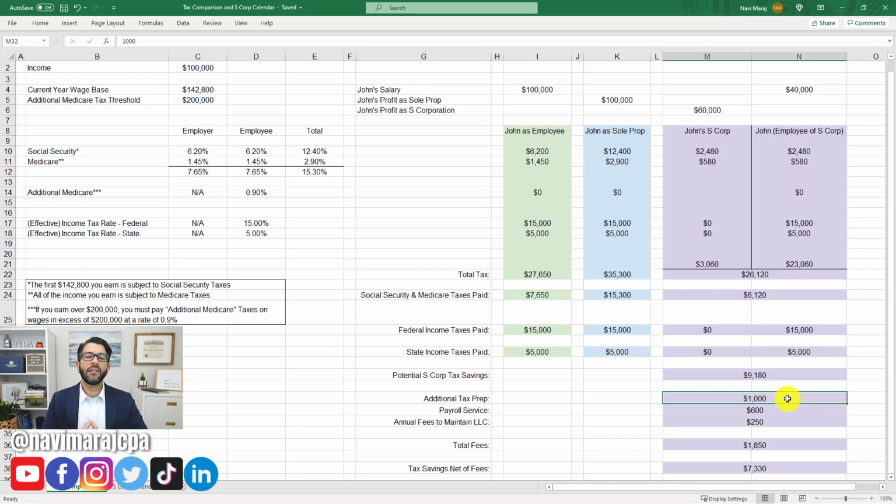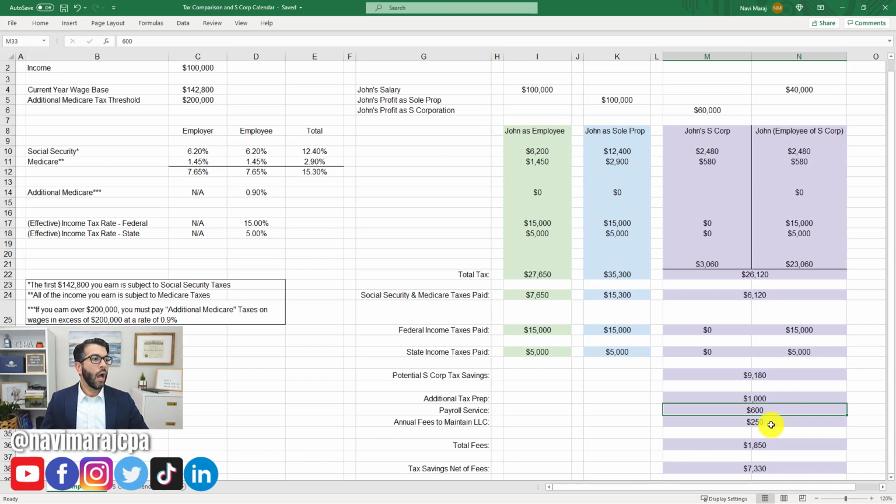I said, hey, let's say they charge you $1,000. You're going to need a payroll service. The reason why is because that reasonable compensation has to be paid via payroll, and you're going to pay payroll taxes, and you don't want to be doing that on your own. So you're going to probably get a company to help you with that. They're going to file paperwork and taxes quarterly. So let's just say that costs $600 for the year.